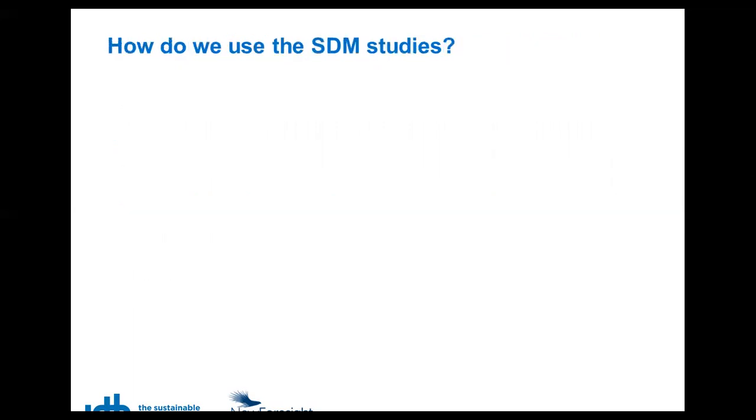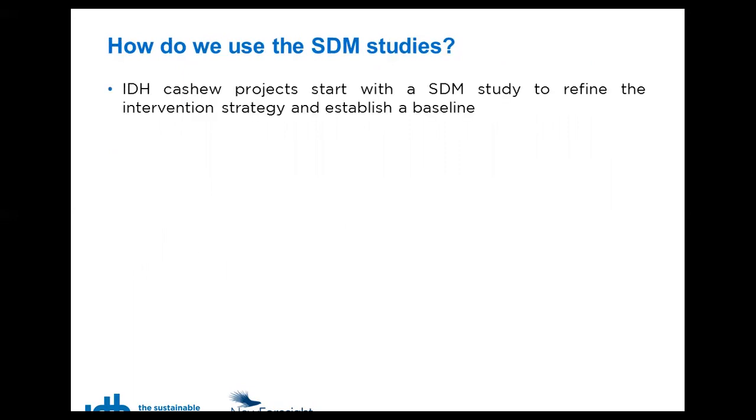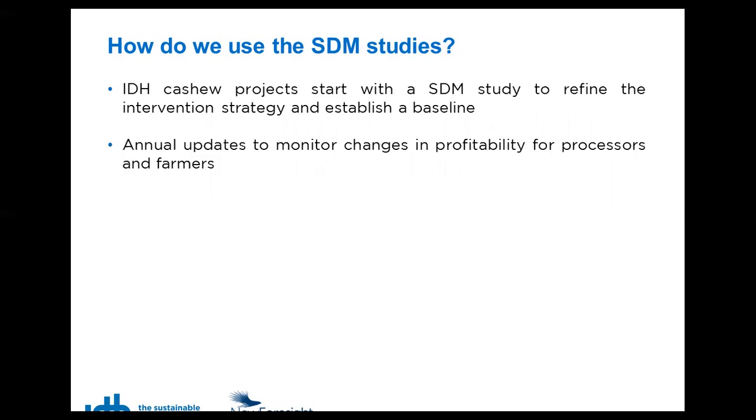So how exactly do we use the SDM studies? In the beginning of each project, we do an SDM study to refine the intervention strategy and to establish a baseline. So how does the project approach farmers, and where's the benefit for farmers in that, and how can we increase that benefit maybe? And then annually, we do updates of the SDM tool to monitor changes in profitability for both processors and farmers, also with the aim to sharpen our interventions.